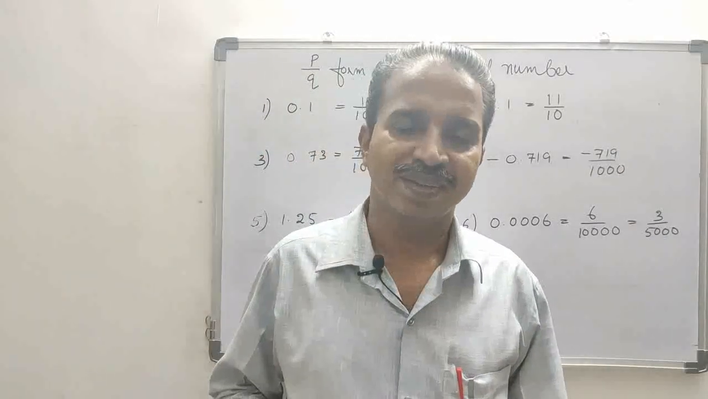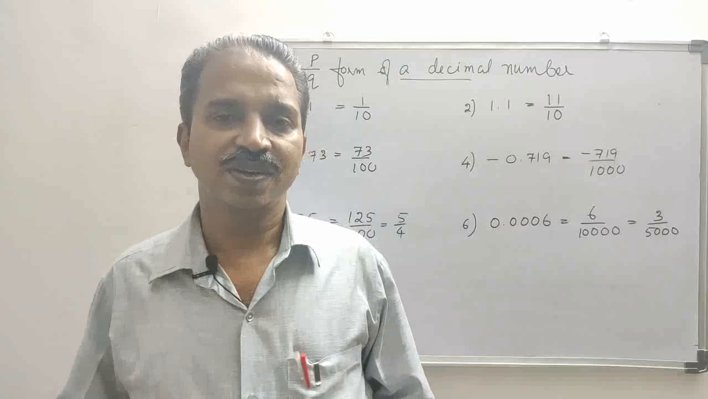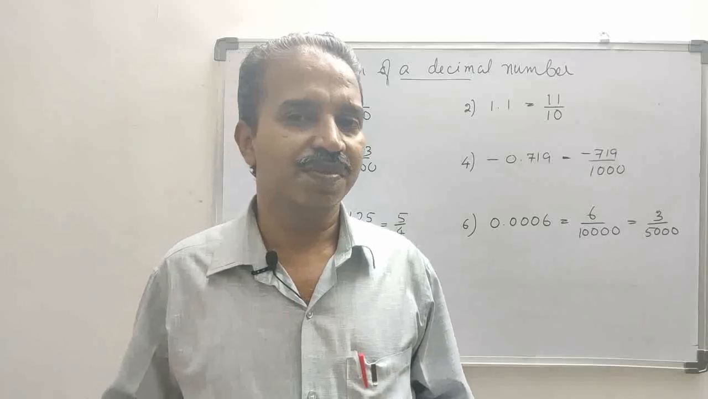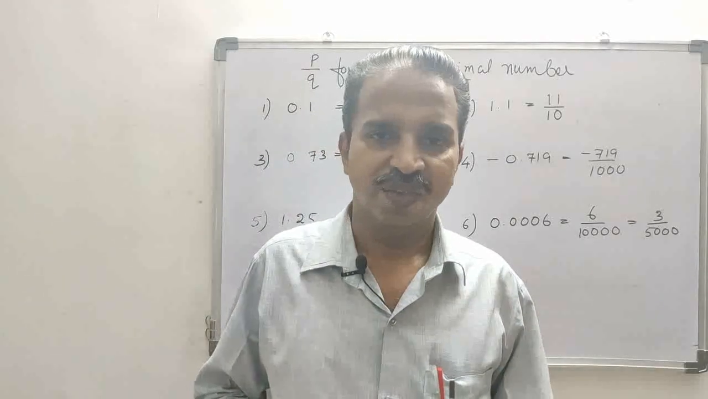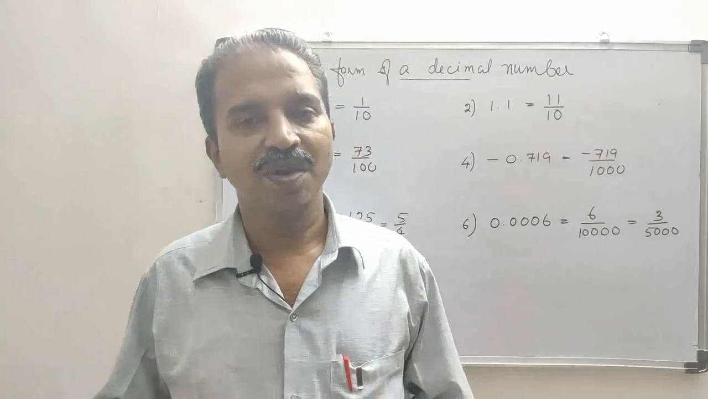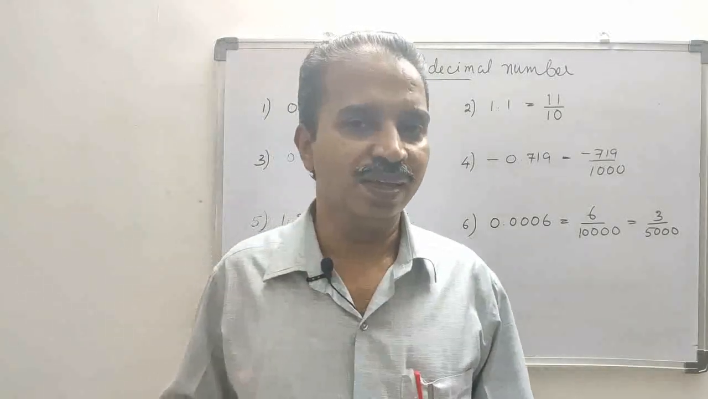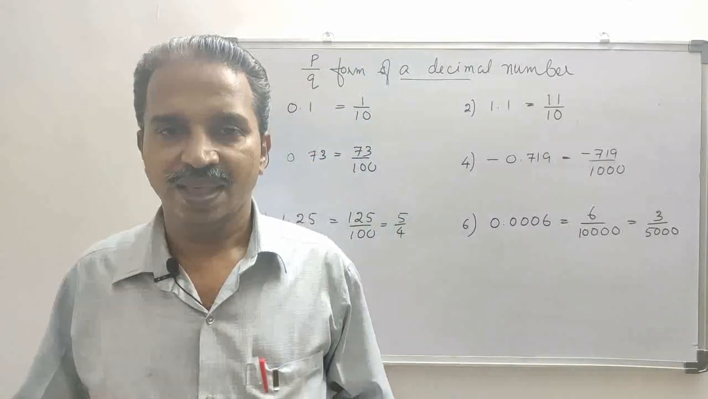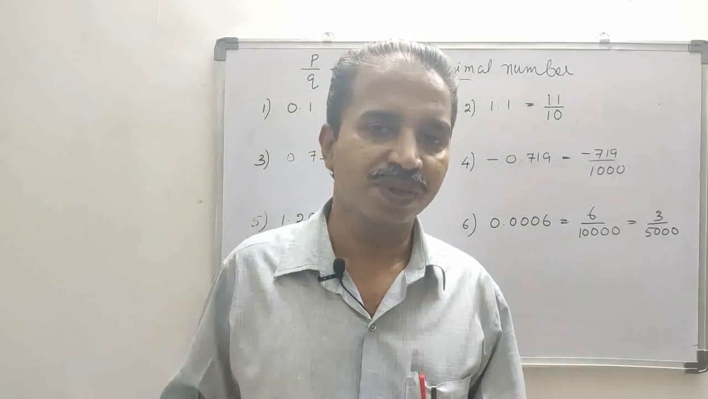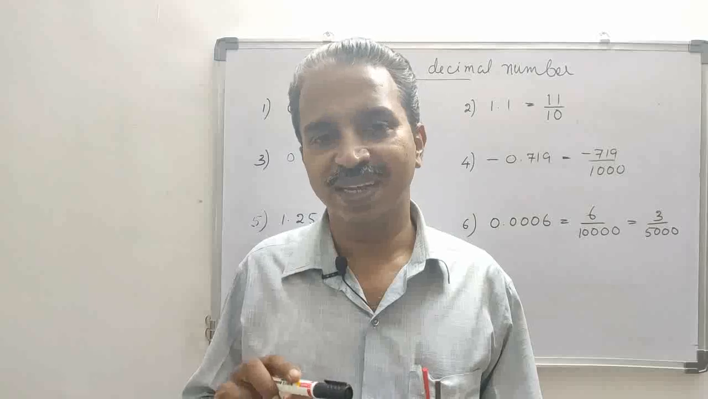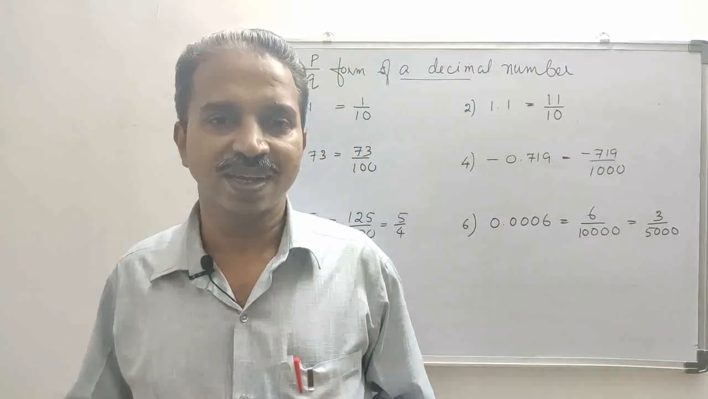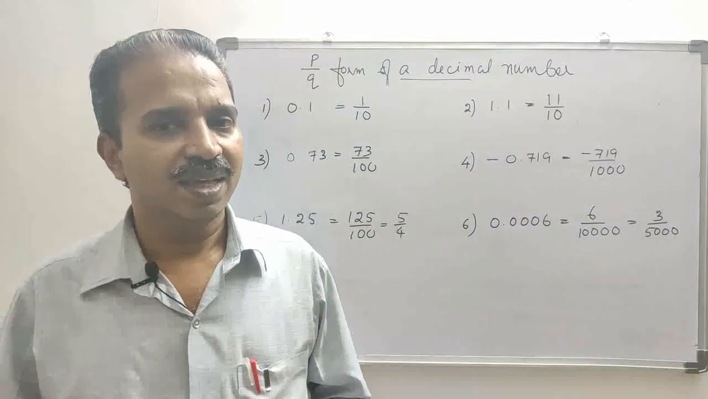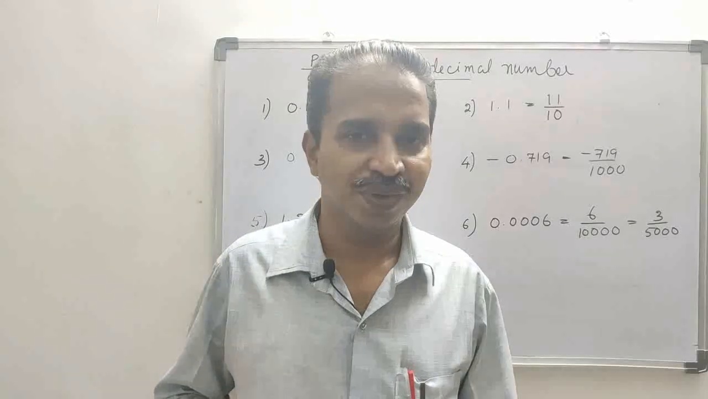Hello students, welcome back. So in the previous video we saw how to convert a rational number to decimal form. So we saw the decimal form of a rational number is either terminating or non-terminating recurring. Three types of decimals are there: terminating decimals, non-terminating recurring decimals, and non-terminating non-recurring decimals. So in this video we are going to see how to convert a decimal number to P upon Q form.